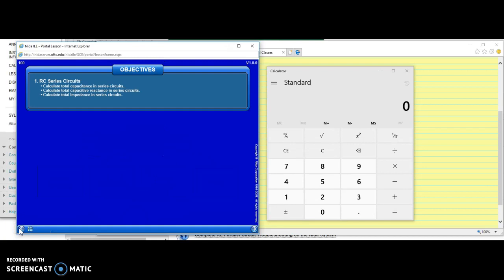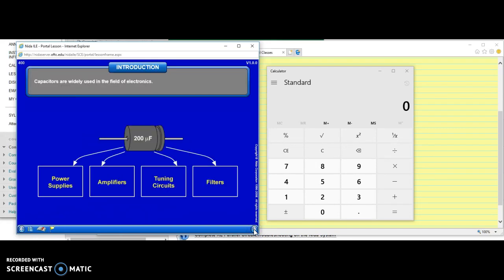So some of our objectives are calculate total capacitance, calculate total capacitive reactance, because just like with inductors, we have something magical, so to speak, not really, but physically altering, it's way early in the morning, physically altering the current as it goes through. And we're going to do that by calculating impedance, so nothing changed there.